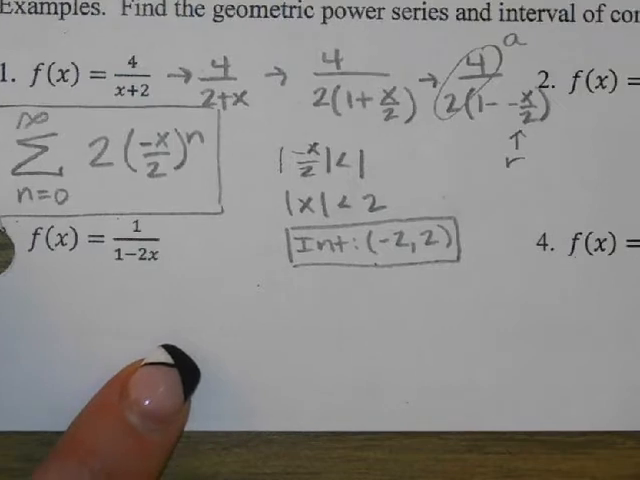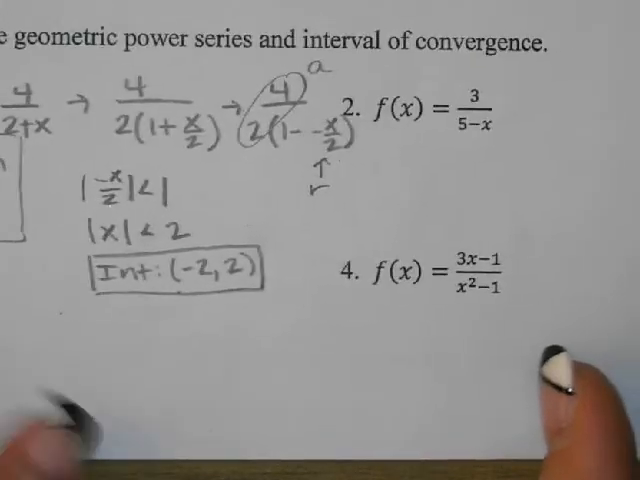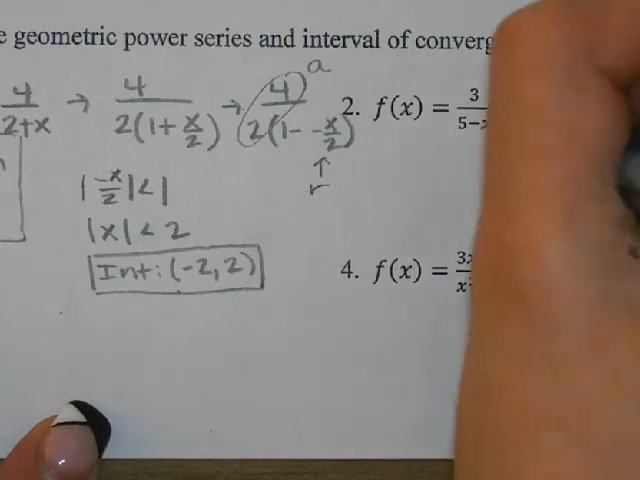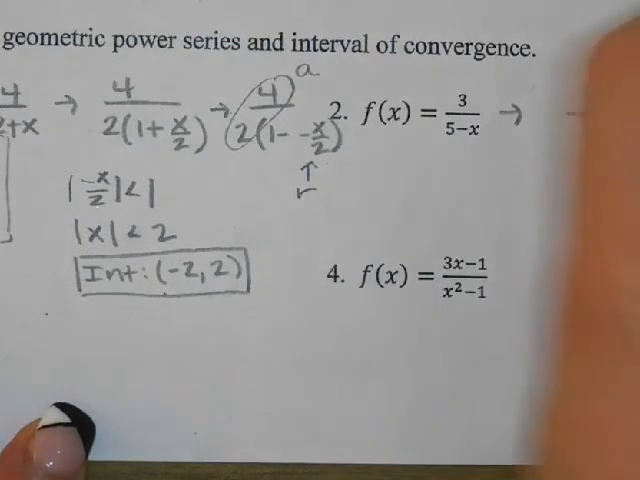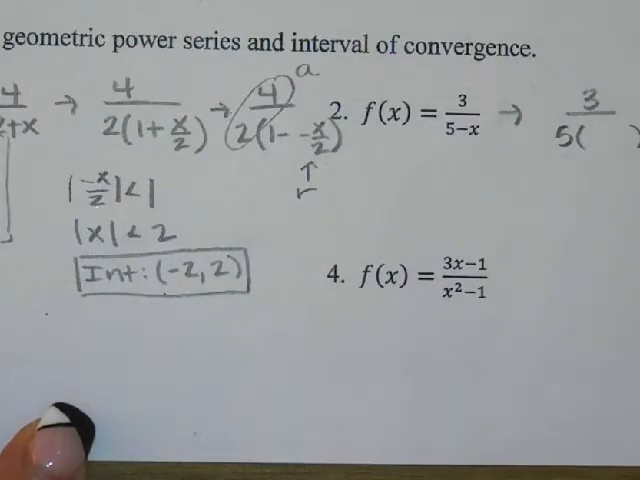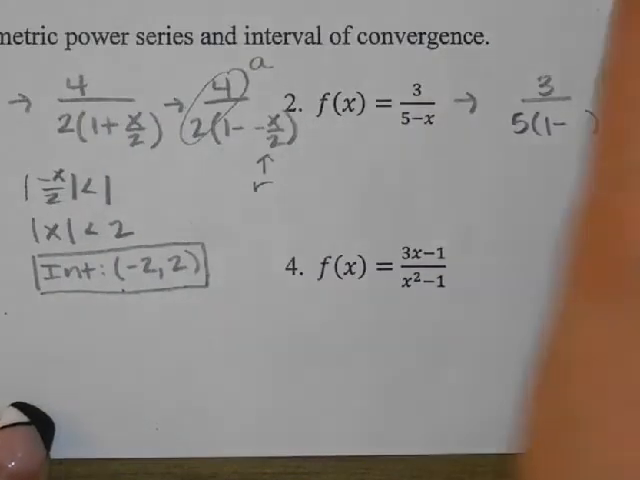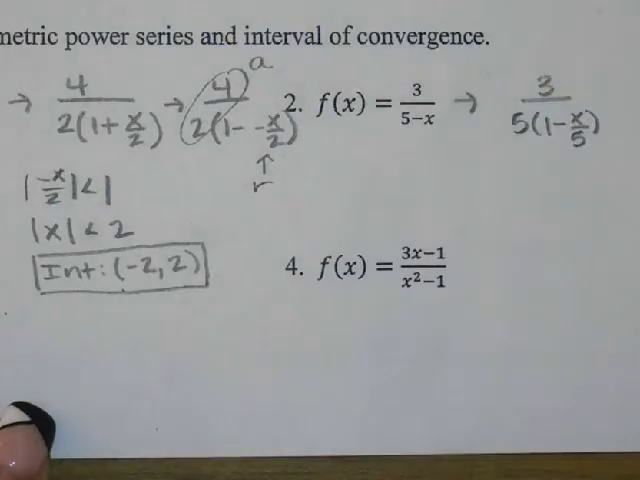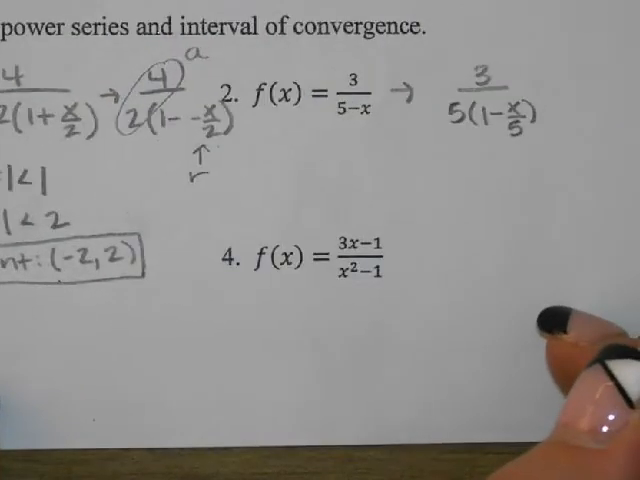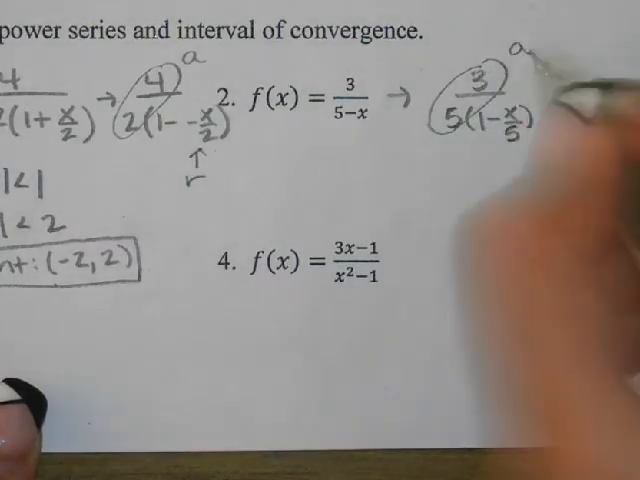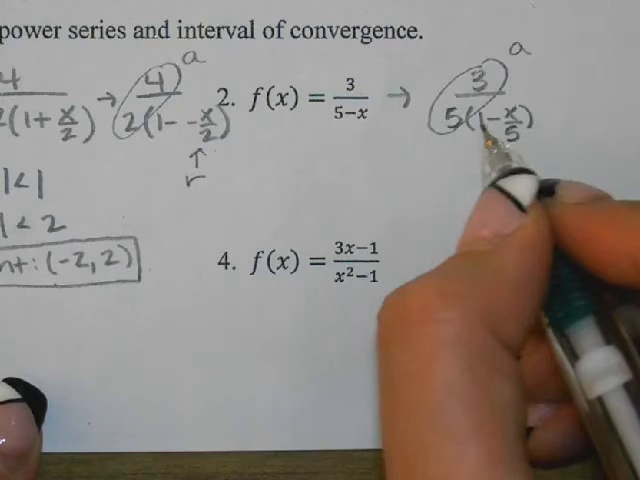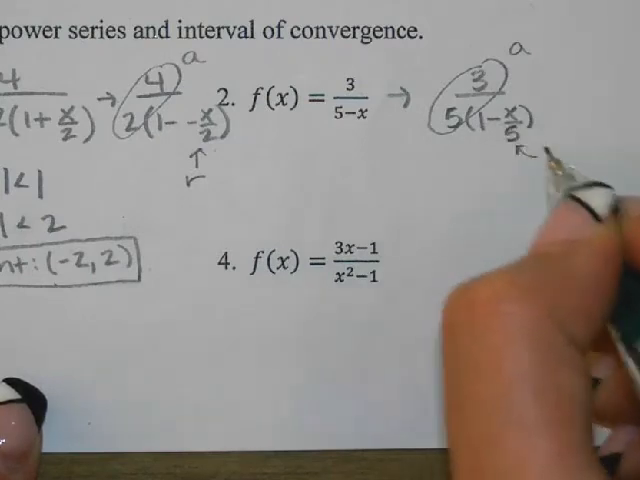Okay, so for the second one, we have to think about what needs to happen to it so it looks in the right form. So the 3 on the top is okay. What should we do on the bottom? Take out 5, good. So that'd be 1 minus 1/5 x, or you could write it as x over 5, it's up to you. So we divided the 5 out and we moved it to the front. So that means that this is our a value, and the bottom is written as 1 minus r, and so this right here is the r value.